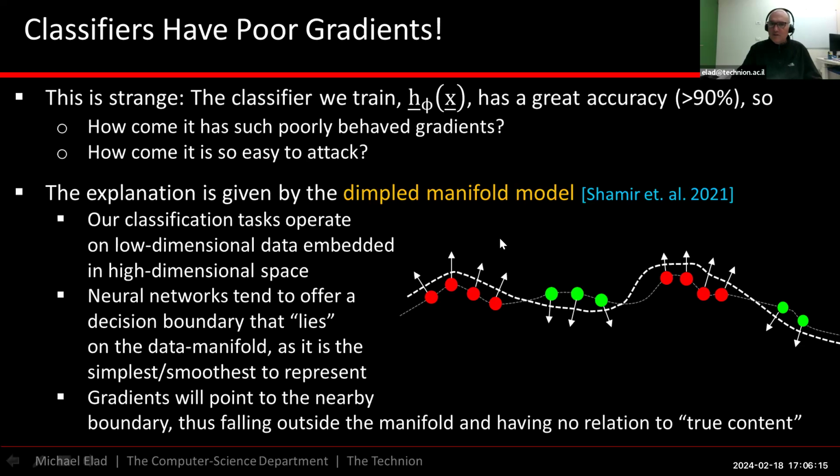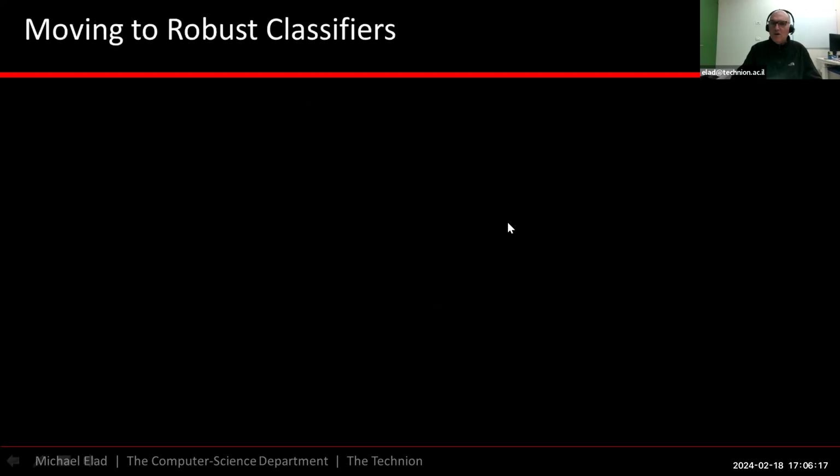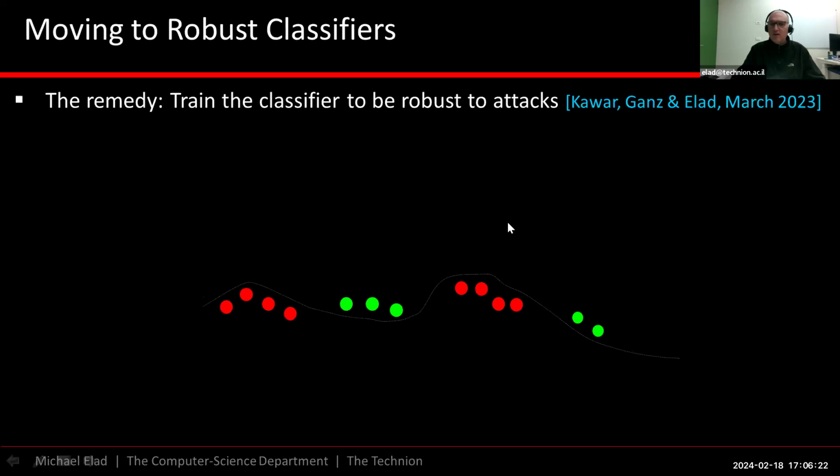This is what happens. What is the remedy for this? The remedy is robust classifiers. So basically, the idea is the following. If this is your data on the manifold, and this is the separating hyperplane that we had before, now let's add adversarial attacks. Basically, for each image, let's compute the gradient and add it to create new examples and give them the same label. If this is a dog, this is a dog, etc. Now, train your classifier using the attacks as well.